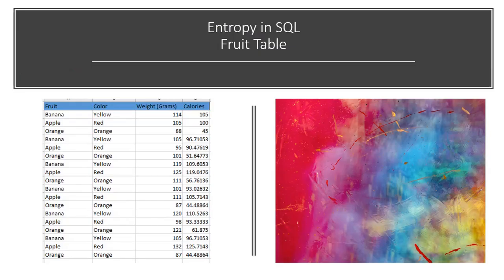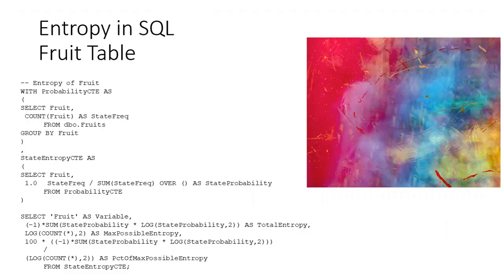Let's see how to calculate entropy in SQL. Here is my fruit table, which is identical to the one that we had in Excel. Here is the calculation for entropy. The first thing that I do is I make a common table expression right here to give me the number of each fruit. So there's my select fruit and give me the count. So that'll say that there are 6 bananas, 6 apples, and 6 oranges.